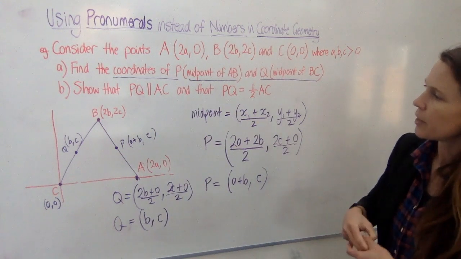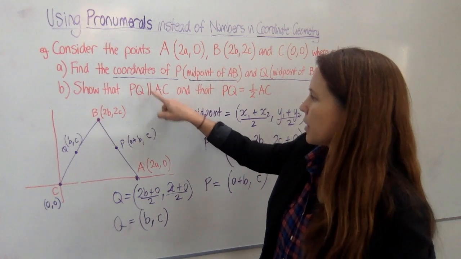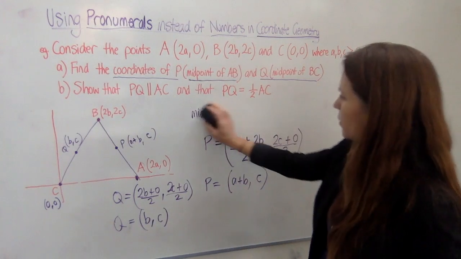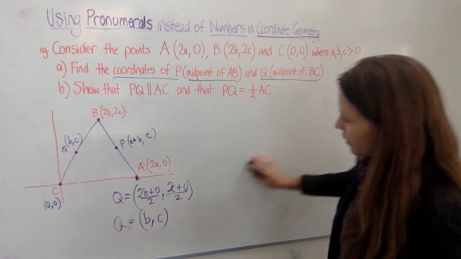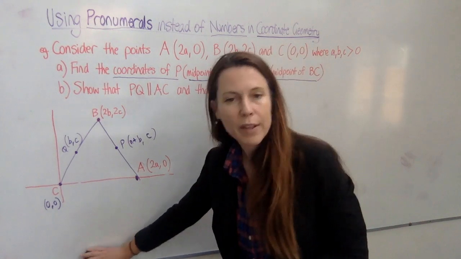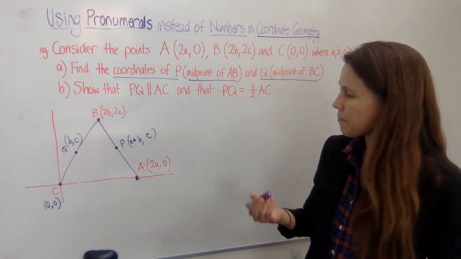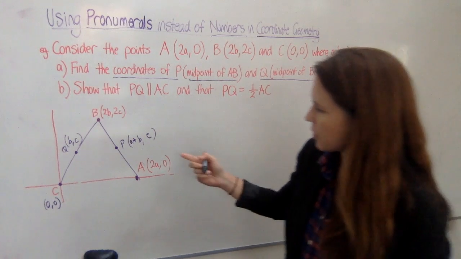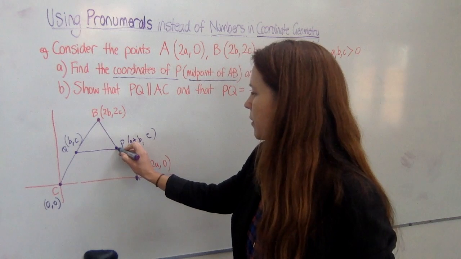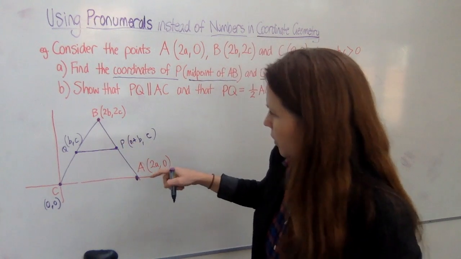All right, for the next part, we need to show that PQ is parallel to AC. Now, have a look at the points that we found, and let's see what we know. To prove they're parallel, we could find their gradients, couldn't we, and see if they're the same. But having a look at this, I've noticed something. We've got PQ, that's this line. Let's draw the line in so we can think about it.